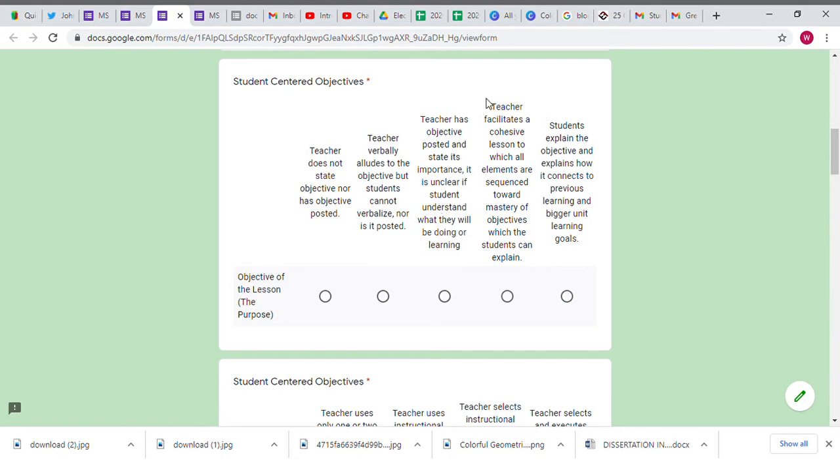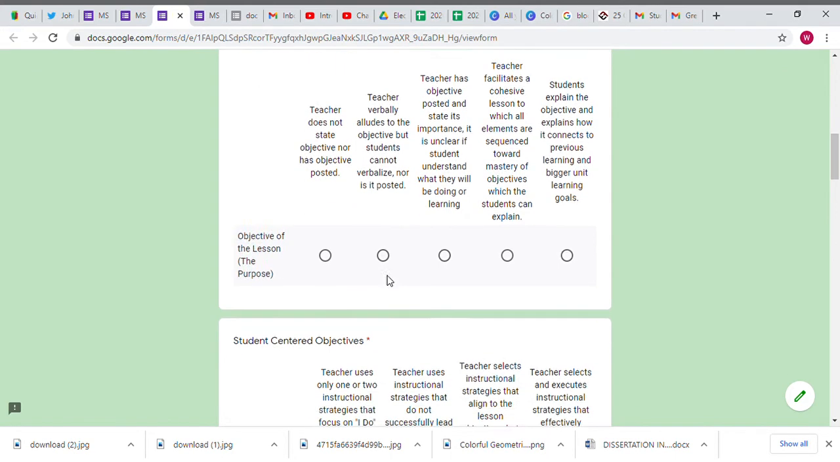This right here: the teacher has facilitated a cohesive lesson in which all elements are sequenced towards mastery of the objectives, to which the students can explain. That "can explain" is that student product that we talked about. In order for something to be effective, it must be able to be produced by the students. So this is actually what our goal is, but I wanted to break down exactly each step.